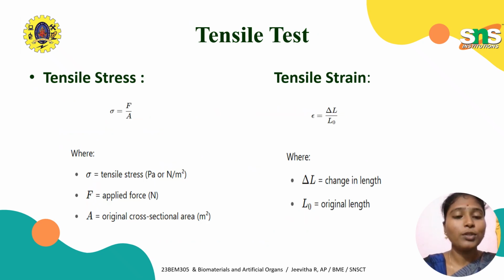These are the formulas to calculate tensile stress and tensile strain. Tensile stress is denoted as sigma. It is the internal force per unit area developed when an external force is applied. And tensile strain is how much the material stretches.